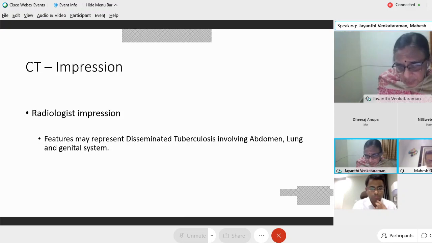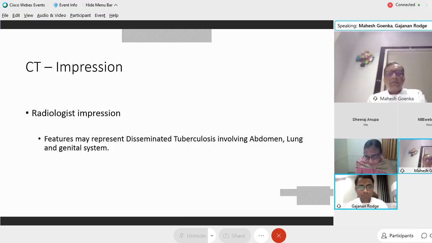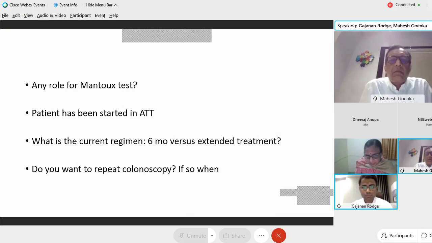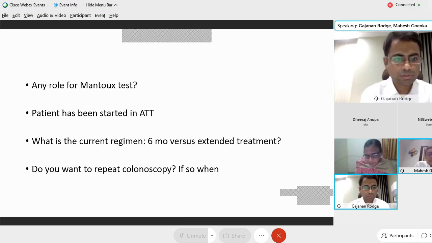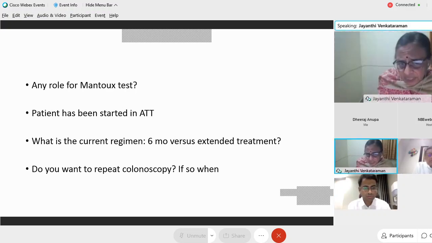How should you treat this patient? Start with anti-tubercular drugs. Any role for MANA? Maybe you can. The patient has been started on ATT. These are some of the questions that you need to know.